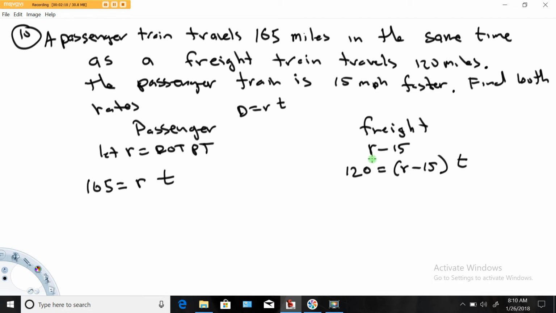There are a couple of ways to solve these. We could use good old-fashioned substitution. For example, if I solve this for t, that would equal 165 over r. Now, anywhere we see a t, we can substitute 165 over r, and I see a t right here. So I'm going to continue with substitution. We take this value, place it in here, and rewrite our equation. This now reads 120 equals r minus 15 times 165 over r.